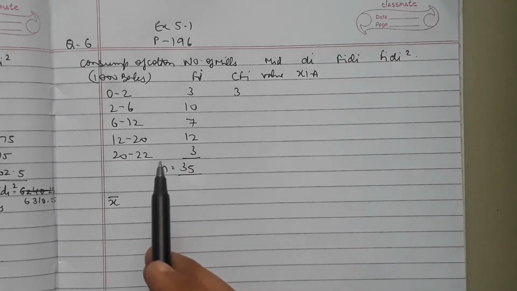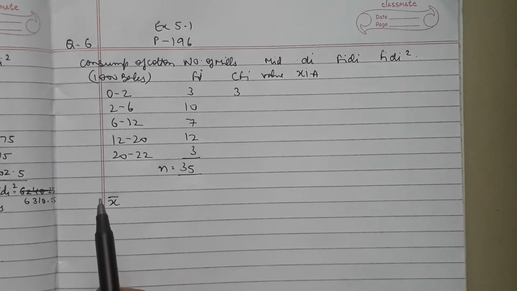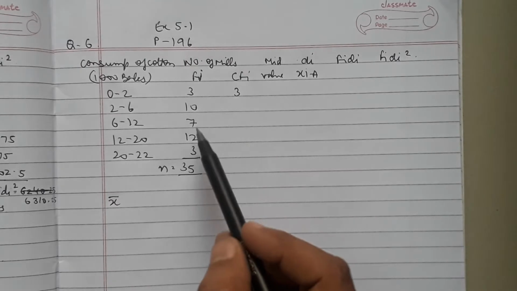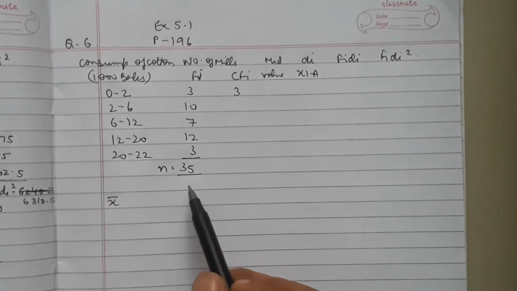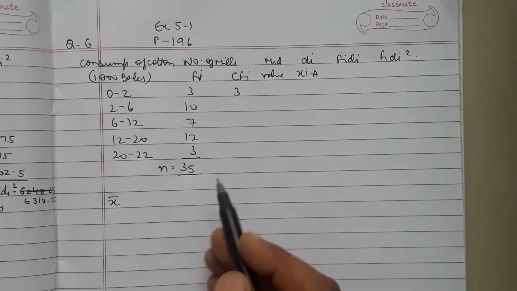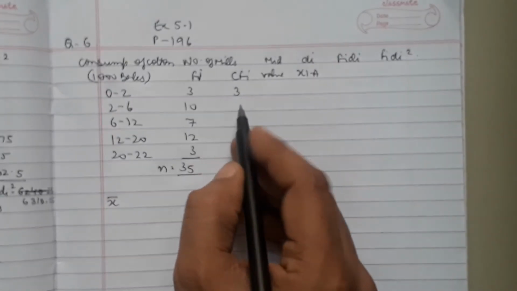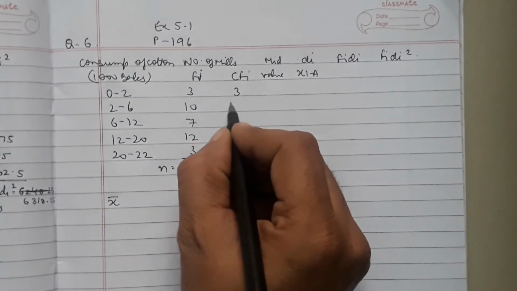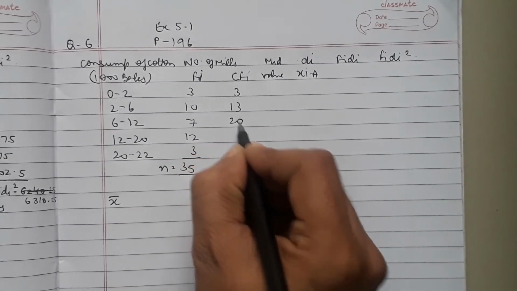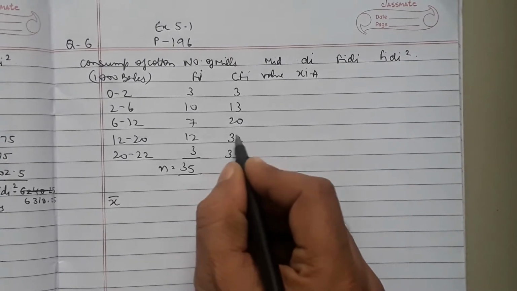The mode is not properly defined here, so we will find it by the median: 3(x bar minus M) upon s. Number of mills, frequency is given, that is n is 35. Now we will start with the sum. First step is to find out the CFI. CFI is the total of frequency: 3 plus 10, 13, 20, 32, 35.